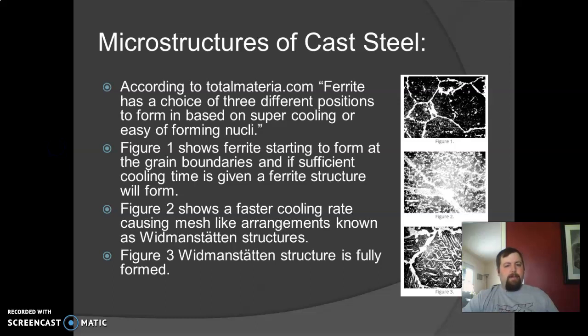These are the microstructures of cast steel. According to TotalMateria.com, ferrite has a choice of 3 different positions to form in based on supercooling or ease of forming nuclei. Figure 1, which is up here, this top one, shows ferrite starting to form at the grain boundaries, and if sufficient cooling time is given, a ferrite structure will form. Figure 2, which is the one just below that, shows a faster cooling rate causing mesh-like arrangements known as the Widmanstätten structure. Figure 3, that's the very bottom one, is the Widmanstätten structure fully formed.